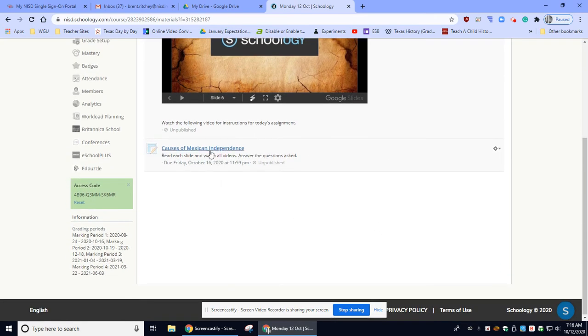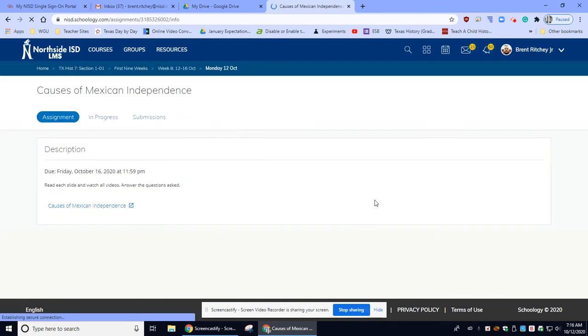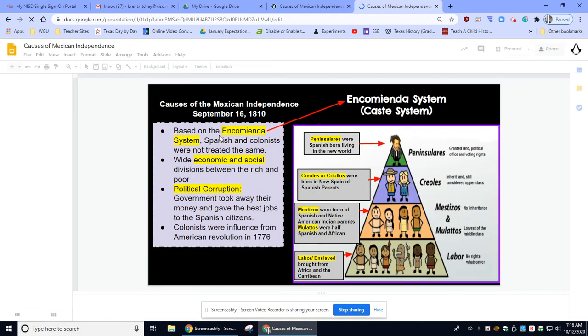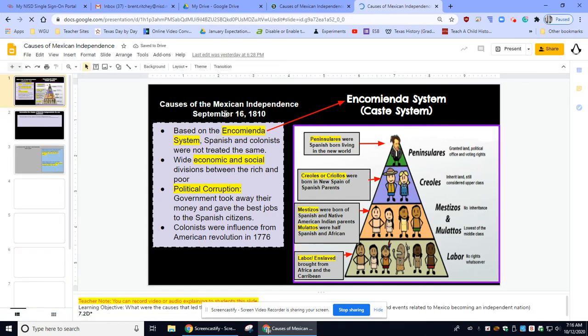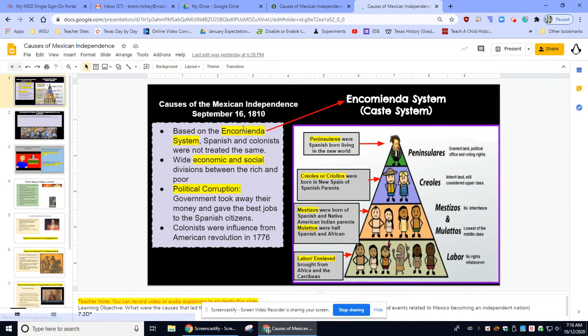Today's assignment: causes of the Mexican independence. All right, these are all the items that led up to Mexican independence. The causes of Mexican independence: September 16, 1810. It was based on the encomienda system.